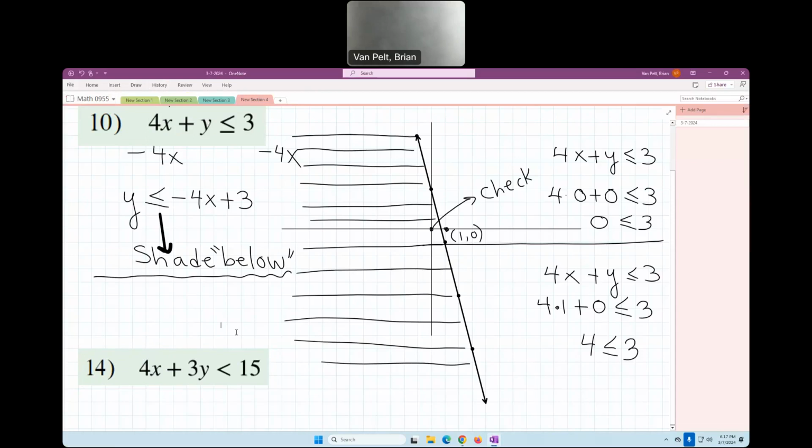You guys both have graph paper today? Okay. I got more if you need. That's another one there.